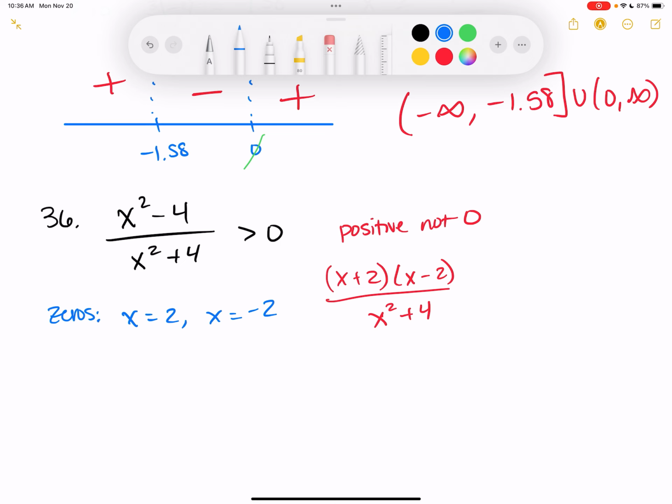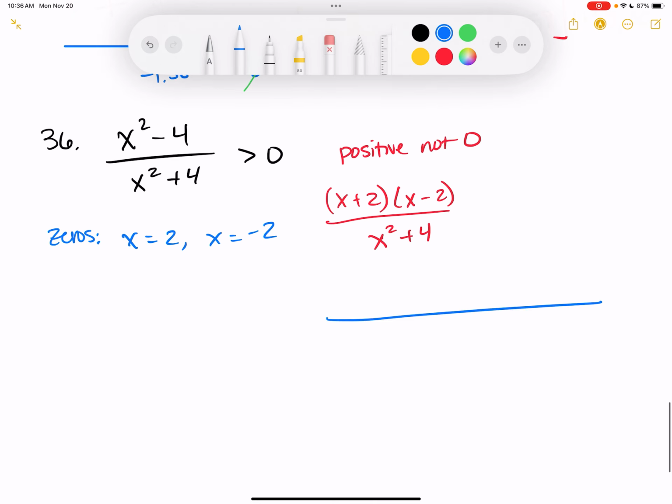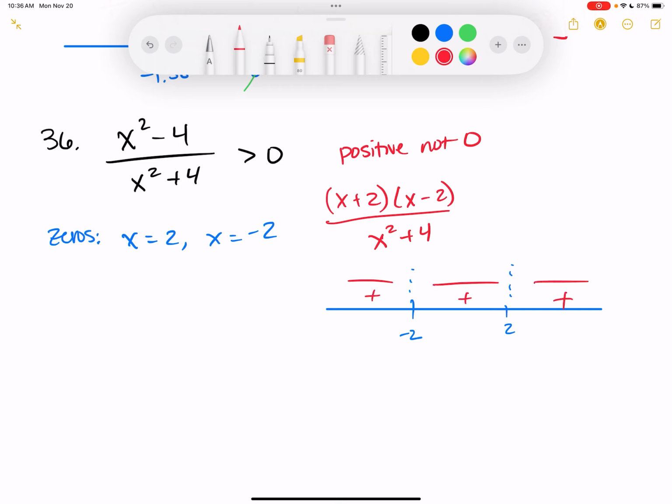So when you set up your sign chart, we would have negative 2 and 2. Everything on the bottom is going to be positive, because there's no way for it to be anything else. Then the top is all you need to find out. So that would be how you solve that one. Then you would just be finding the positive values, not including 0. Because there's no undefined value, I don't need to worry about anything with that. So, any questions about that?